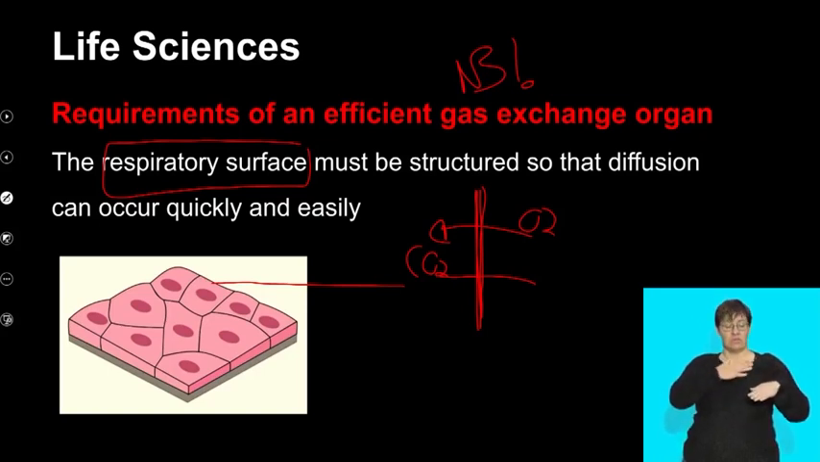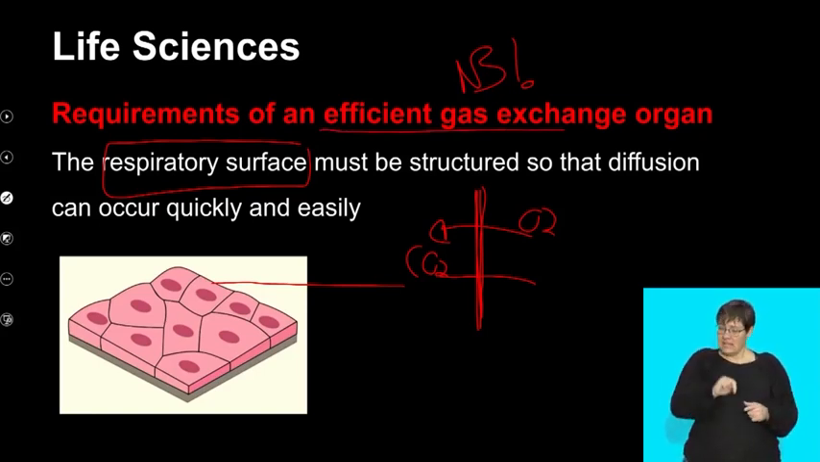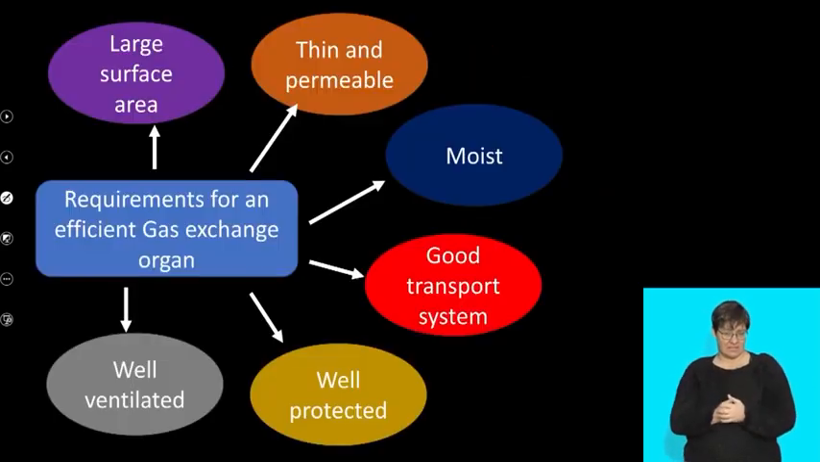And when we look at that, we must find how efficient it is. We need to get oxygen in as quickly as possible, carbon dioxide out as quickly as possible. This is the human one, this is squamous epithelium, and we need to make sure that diffusion, which is the movement of gases, can occur very quickly and very easily.